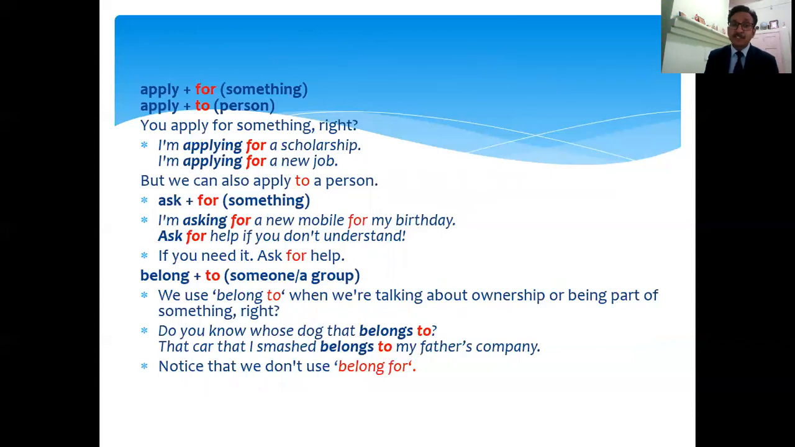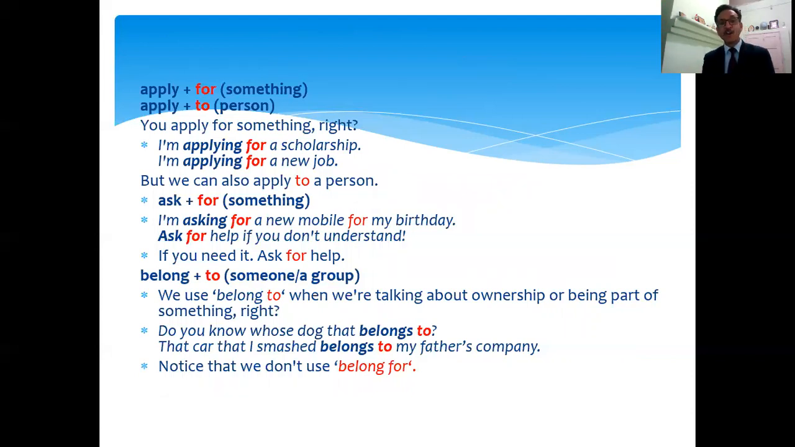Then we apply for something and apply to a person. You apply for something, right? I'm applying for a scholarship. I'm applying for a new job. But we can also apply to a person. Ask for something. I'm asking for a new mobile for my birthday. Ask for help if you don't understand. If you need it, ask for help. I'm telling you, ask for help if you don't understand.